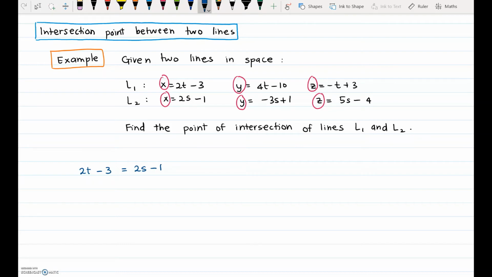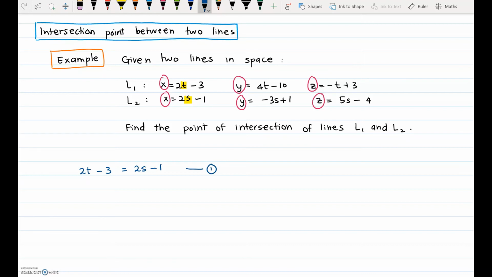So if you can see here, there are two different parameters involved in this equation of line. That is, the parameter is t, and another one, the parameter we have is s. Okay, so that means here we want to find the value of t and s. So we consider this one as the first equation.